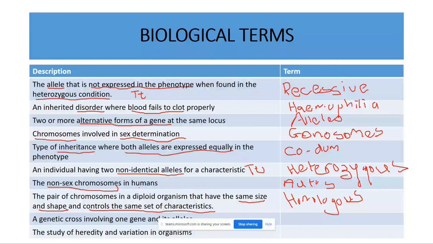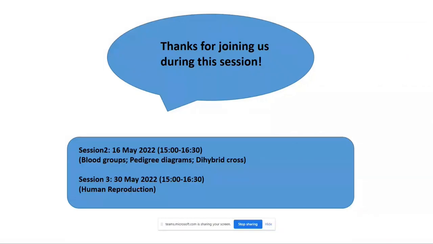Well done to those that got 10 out of 10. As I say, there's no name and shame. If you got 1 out of 10, the session was successful for you. You've learned one thing today. Grade 12s, mothers, thanks for joining us during the session.